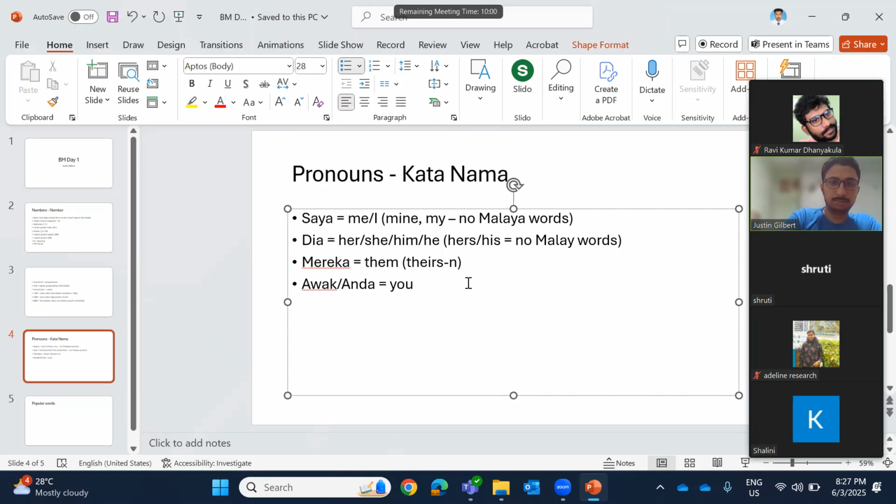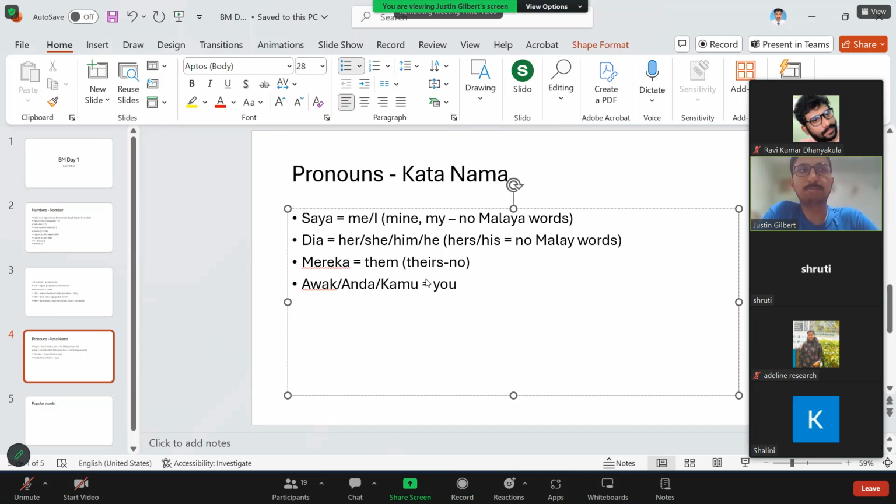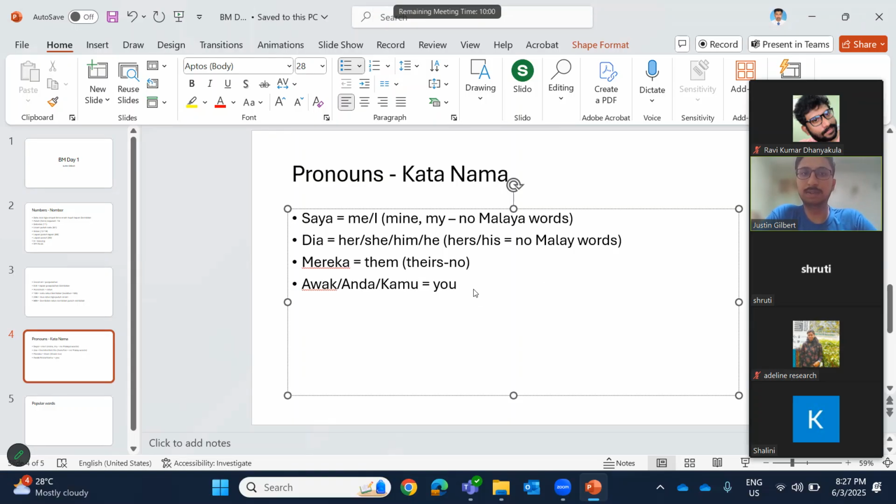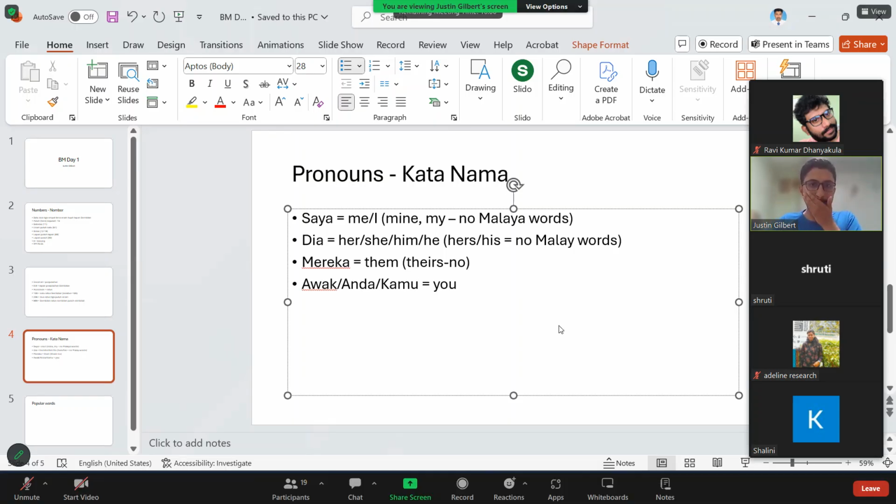Anyone knows any other words for you? Hawa, anda. There's also kamu. To differentiate these words, actually, we can't do it today. We will need to start making sentences to differentiate these different hawa, anda, kamu, and so on.